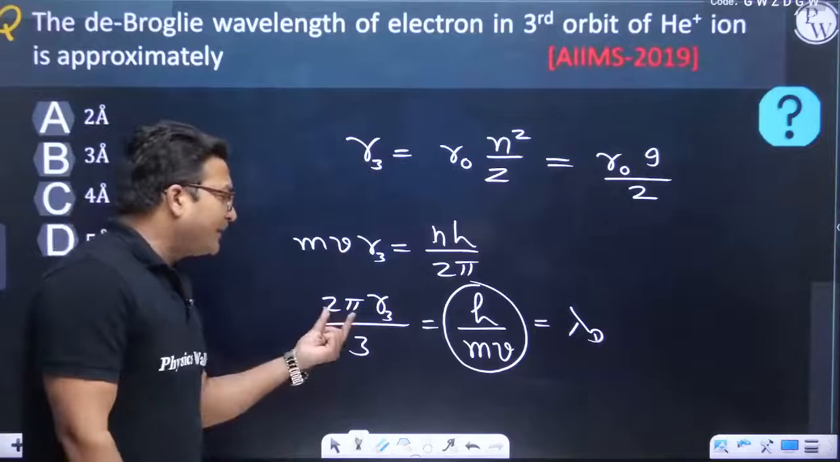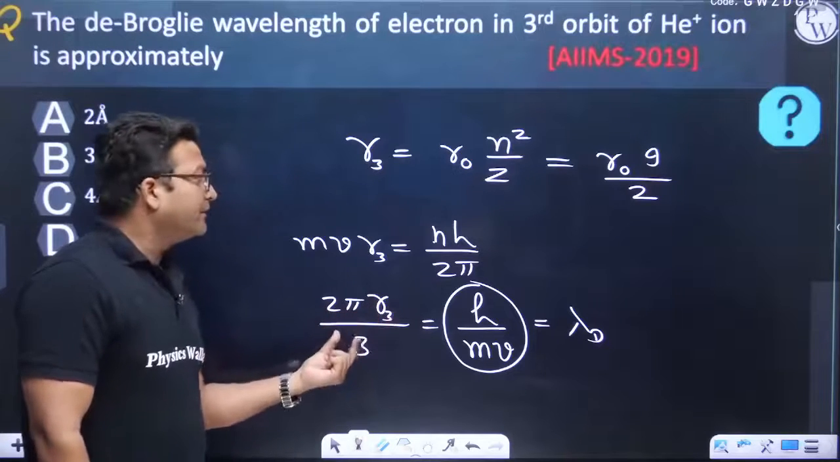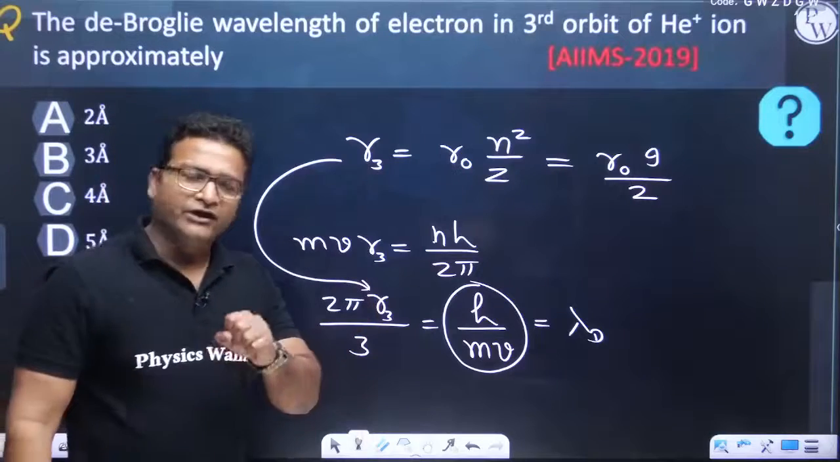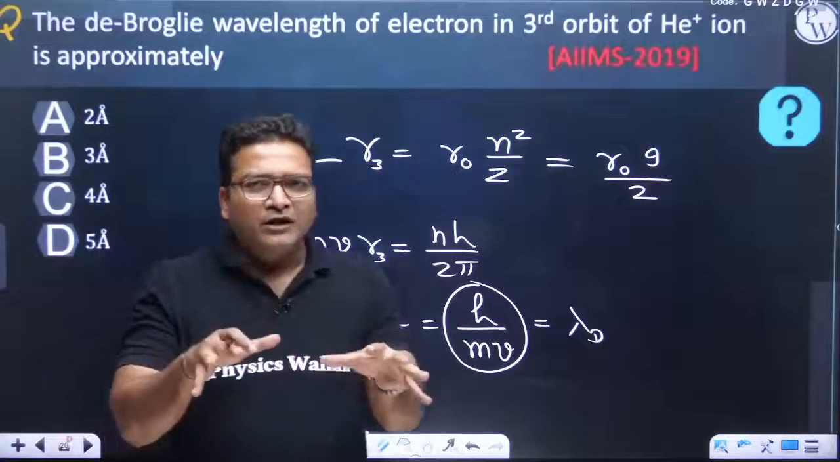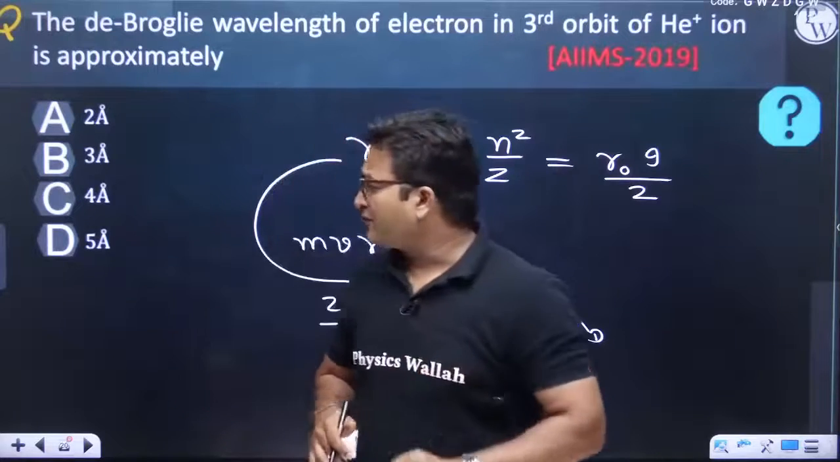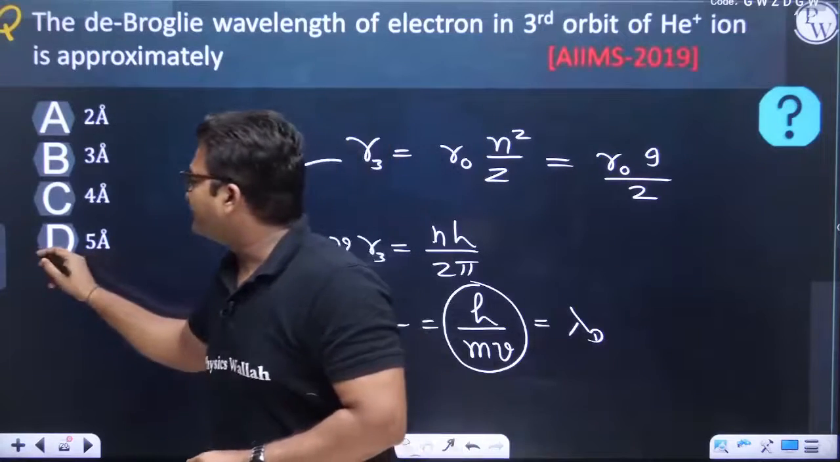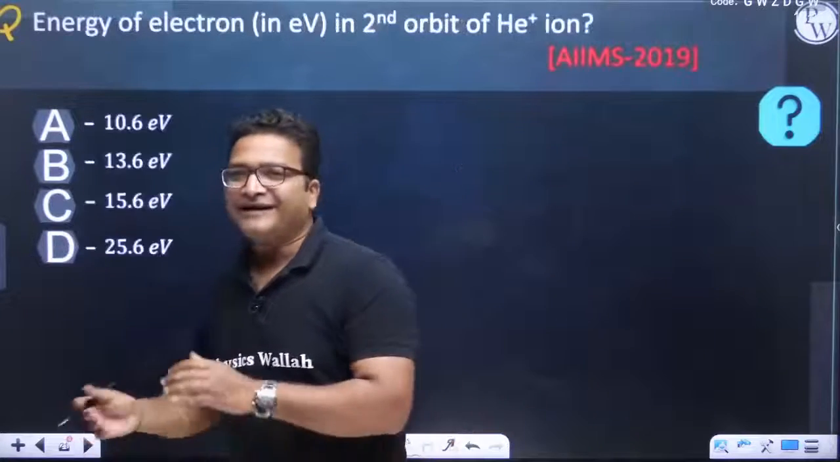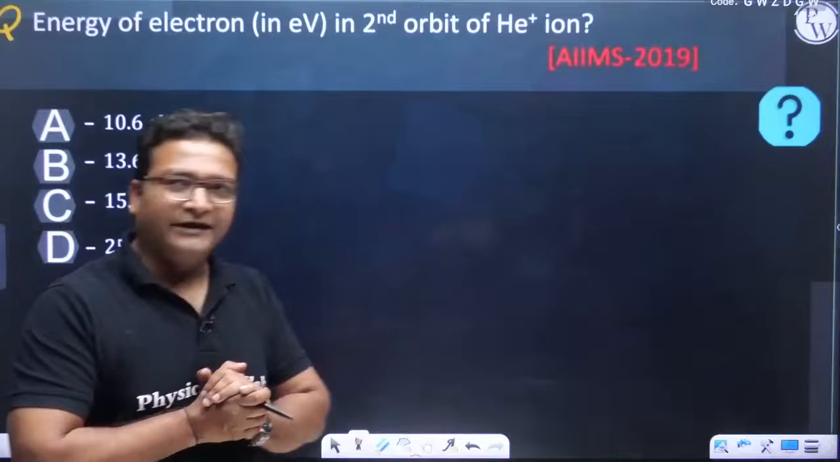So this is 2 pi R3 divided by 3. Put R3 as this and solve yourself and you will get the de Broglie wavelength to be approximately 4.9 angstrom. So the best option is 5 angstrom and D is your correct choice. Okay, next. Let us see what we have next.